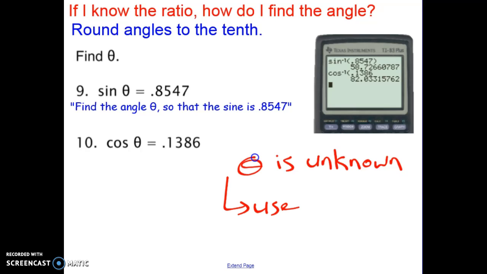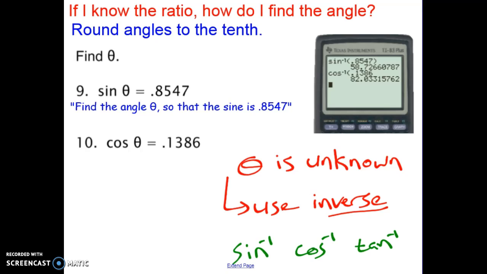we have to use what's called inverse trig functions. Now, inverse trig functions are going to be sine with a little -1, cosine with a little -1, or tangent with a little -1. Those buttons can be found directly above your sine, cosine, and tangent buttons on your calculator. You'll just have to press the second button before you can access them. So they're going to be in a little different color font.